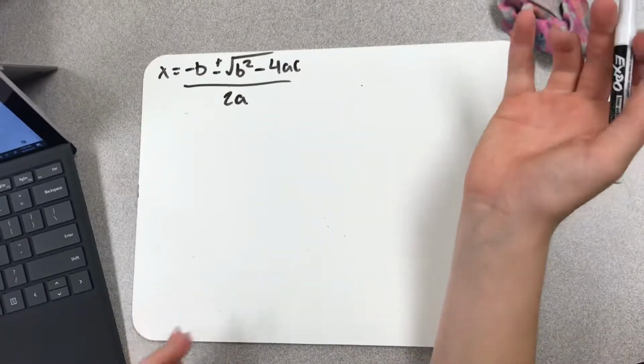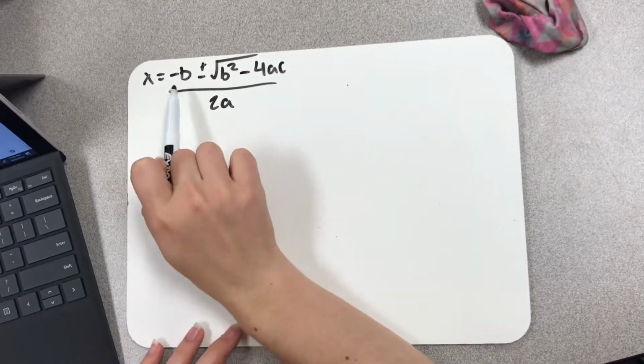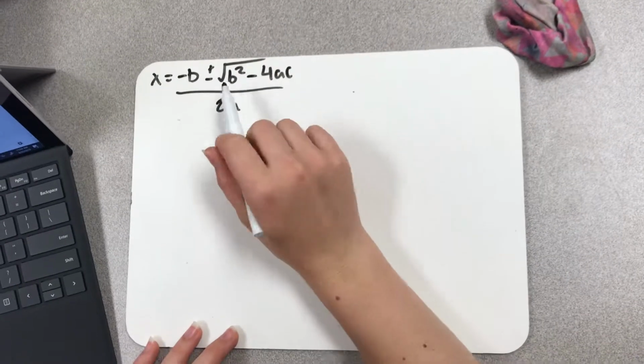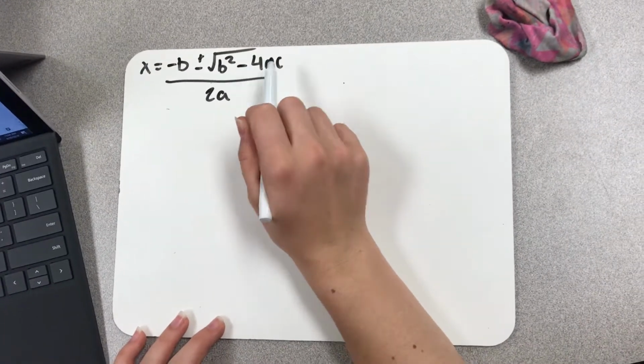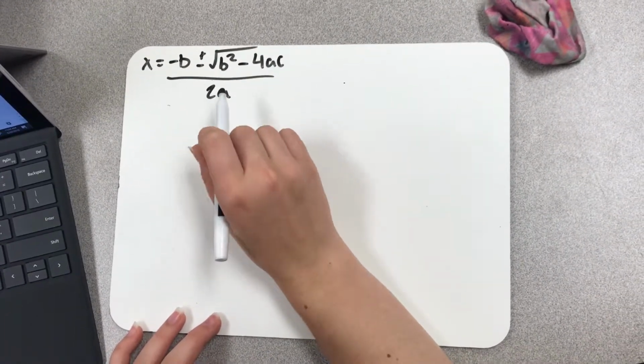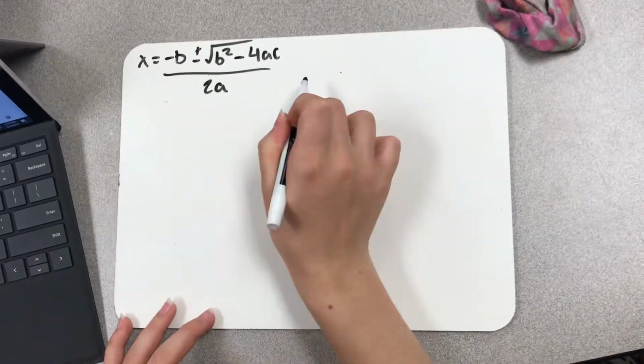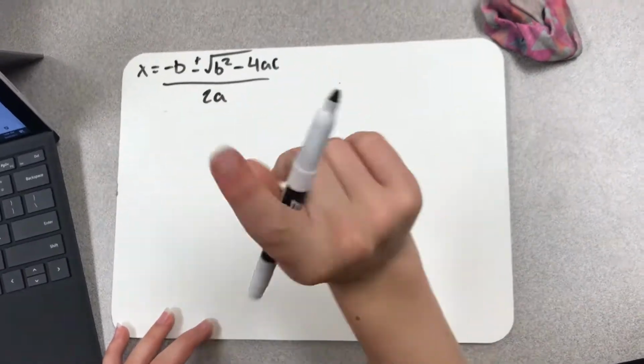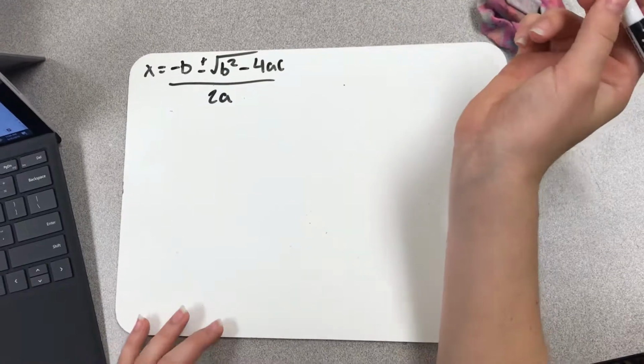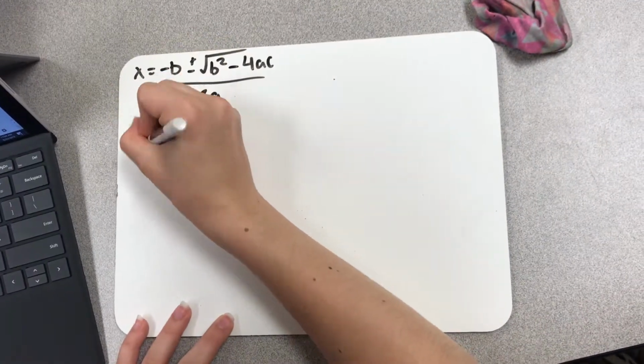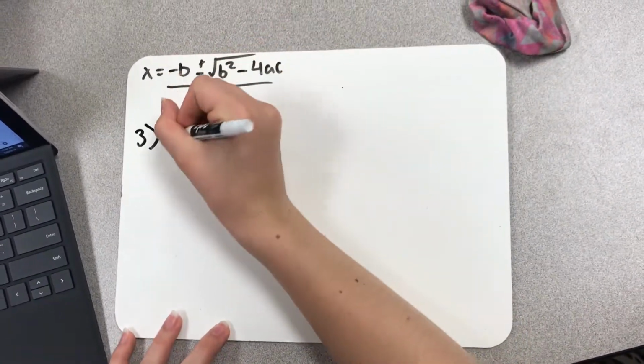The quadratic formula is x equals negative b plus or minus the square root of b squared minus 4ac, over 2a. All of that means divided by 2a. Don't forget that. Now, we're going to look at problem 3 using the quadratic formula.